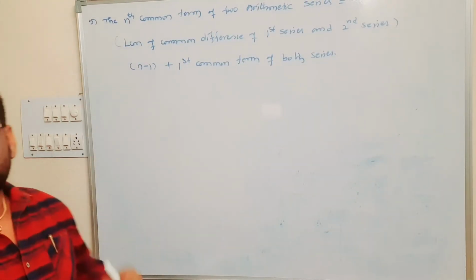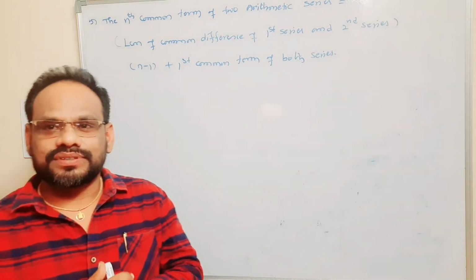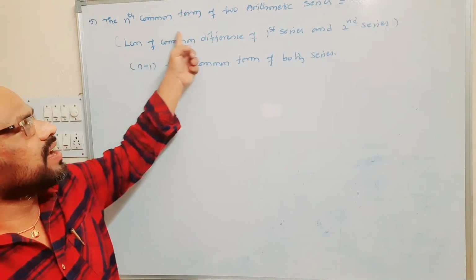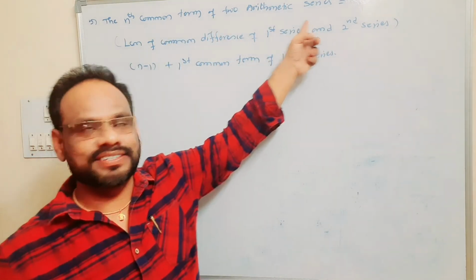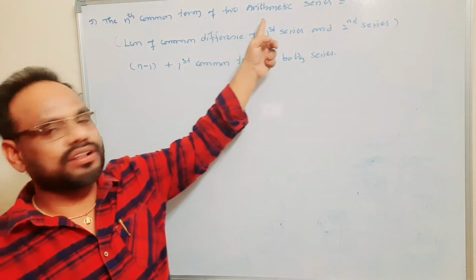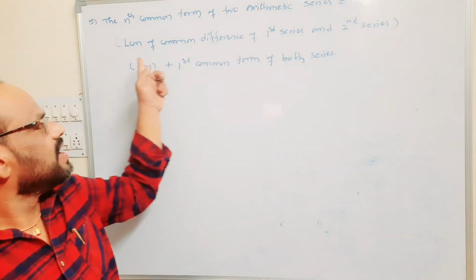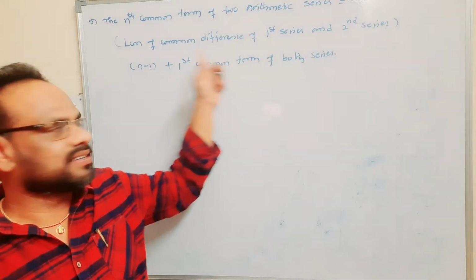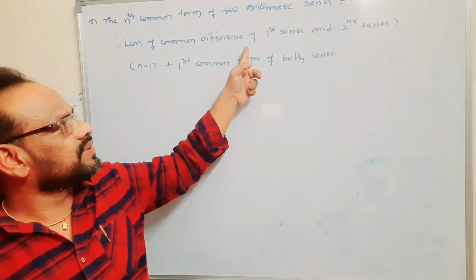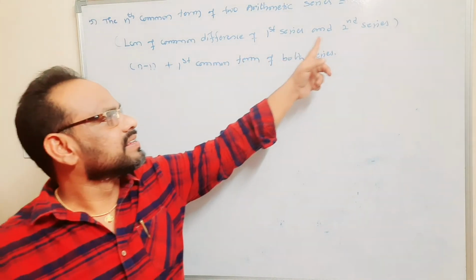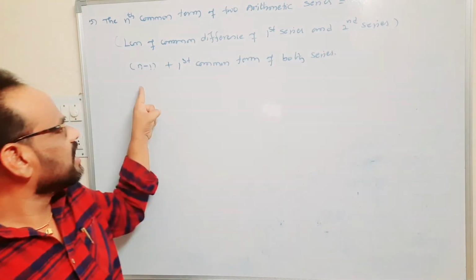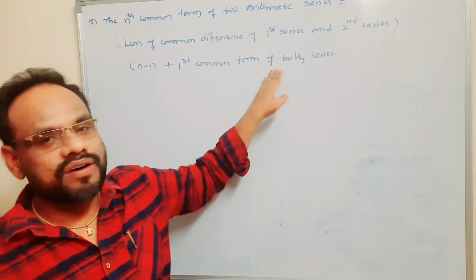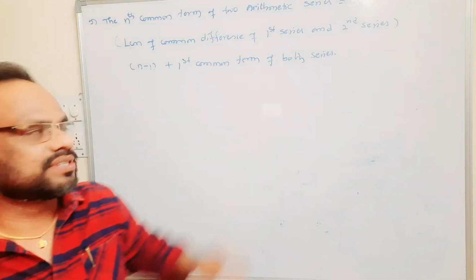Fifth one. How to find the common terms of arithmetic series. That means the nth common term of two arithmetic series. The nth common term of two arithmetic series is equal to the LCM of the common differences of the first series and second series, into (n minus 1), plus the first common term of both series. Take one example.